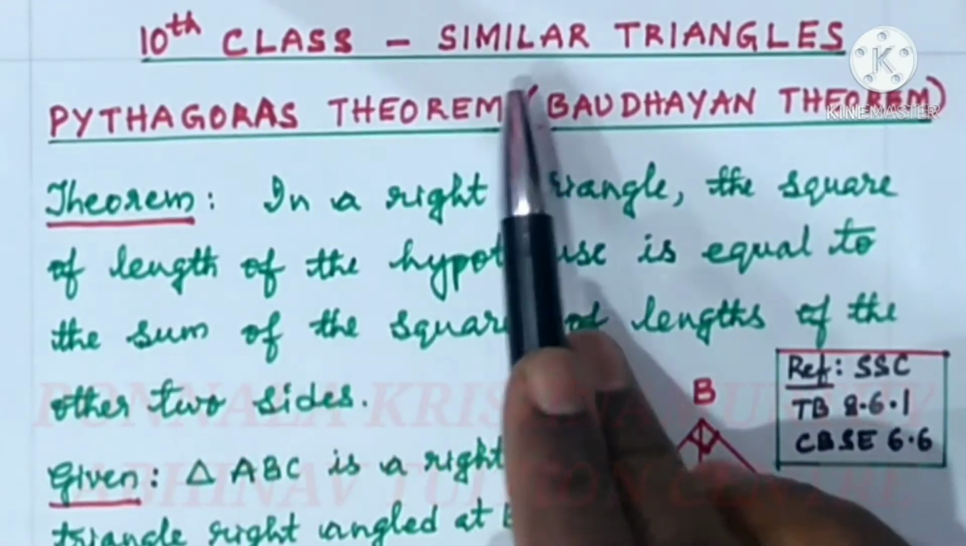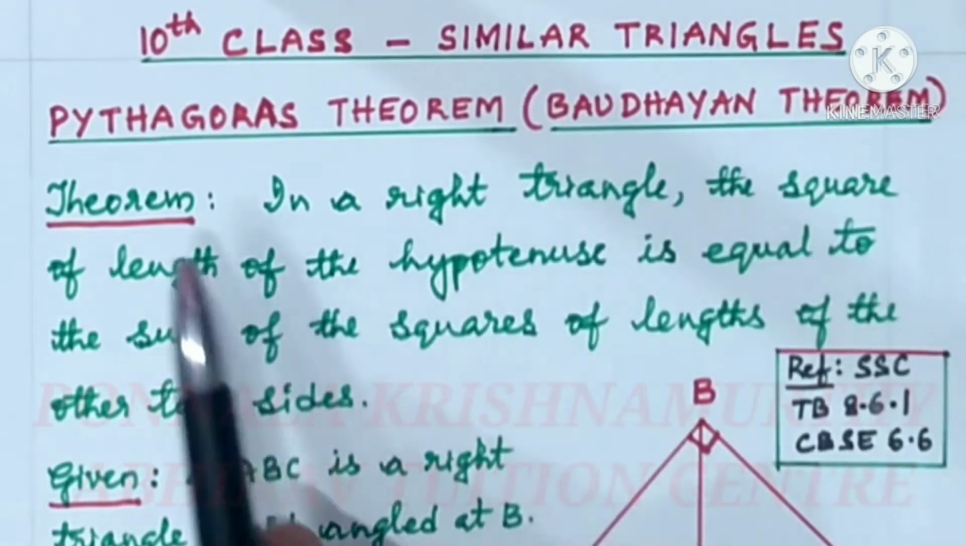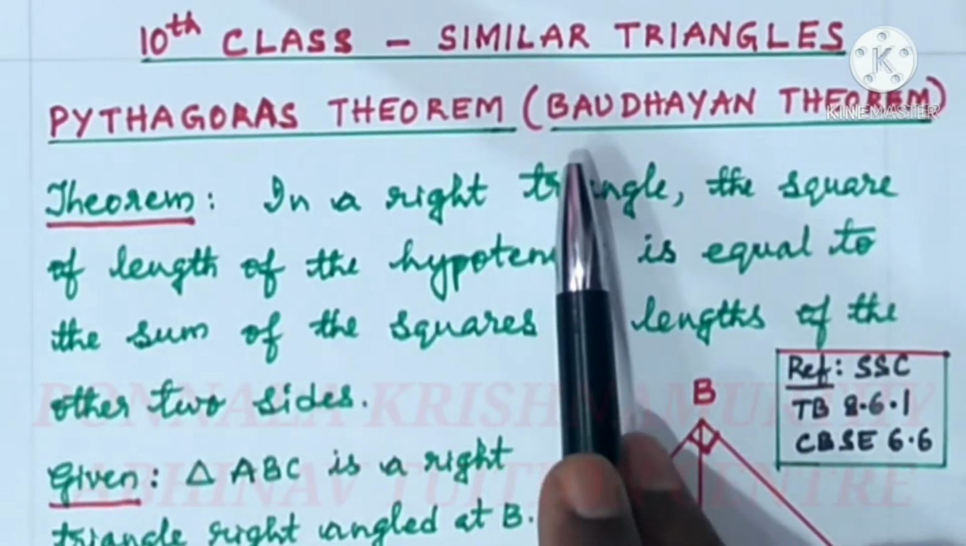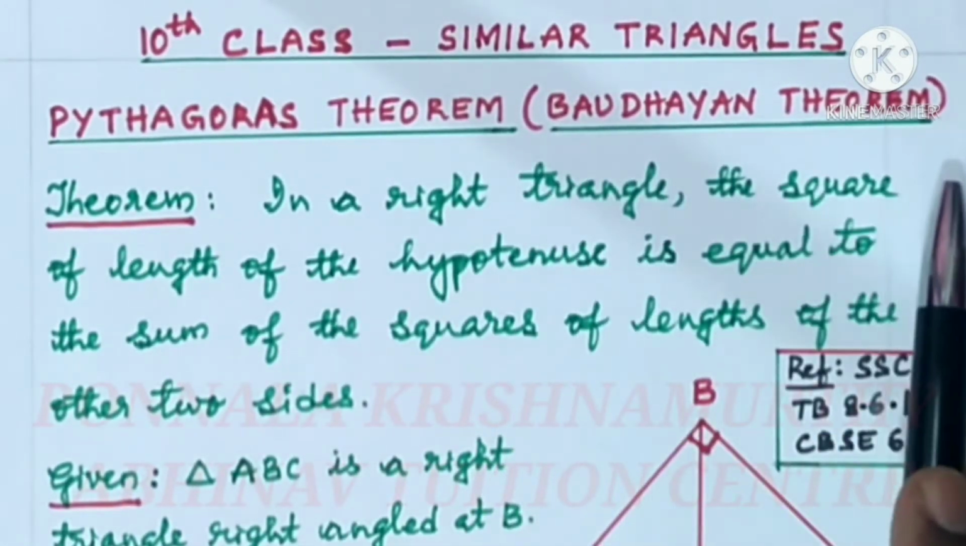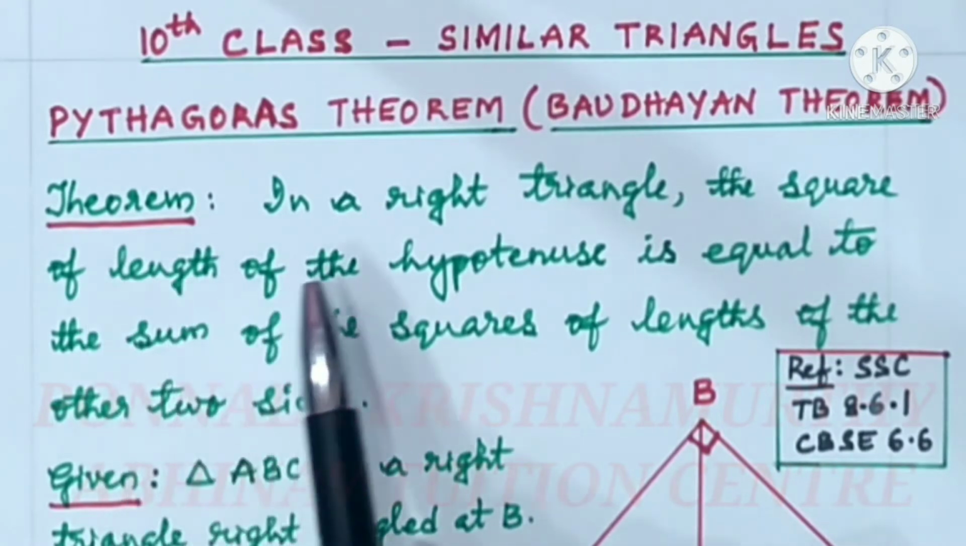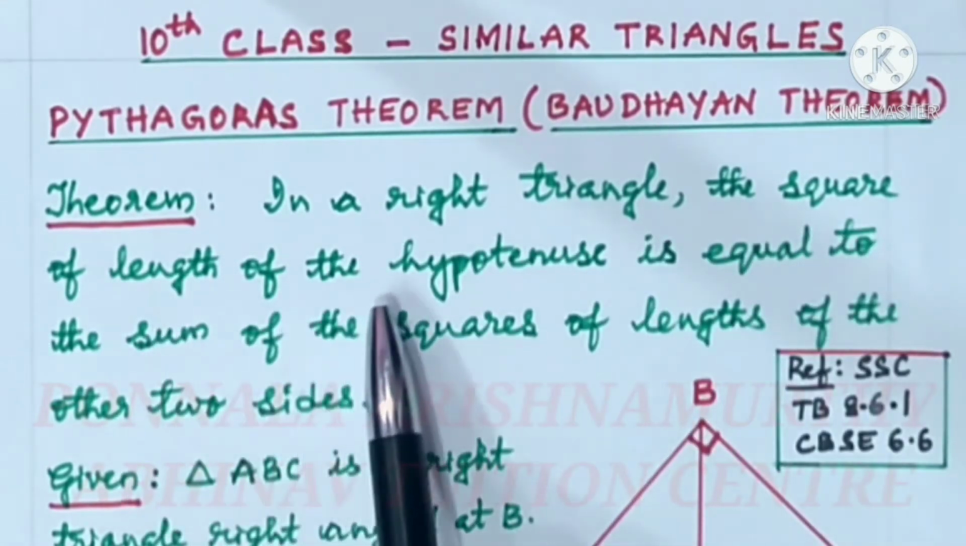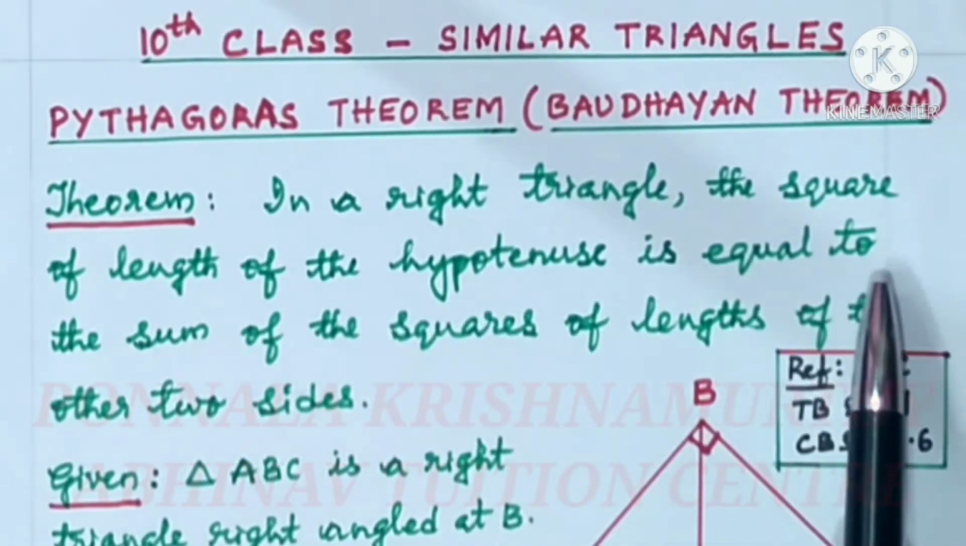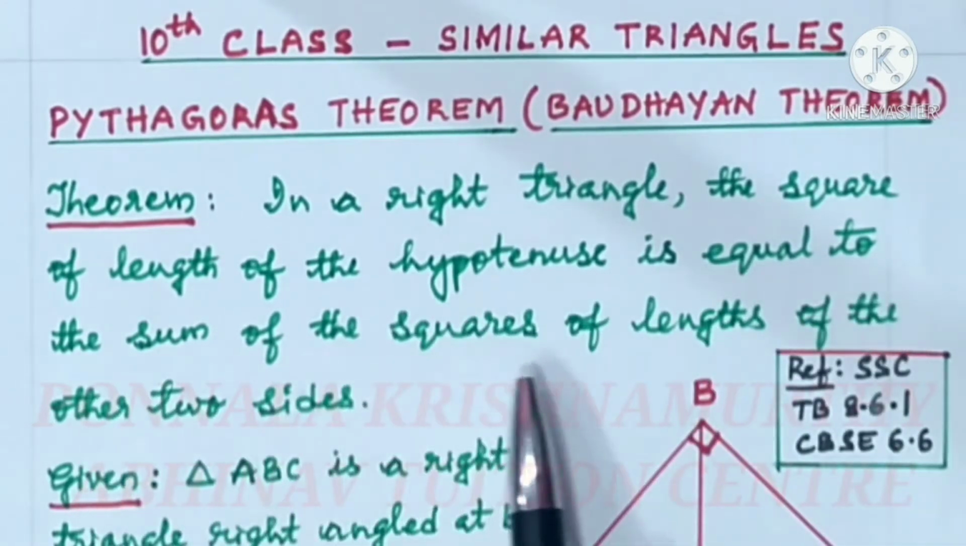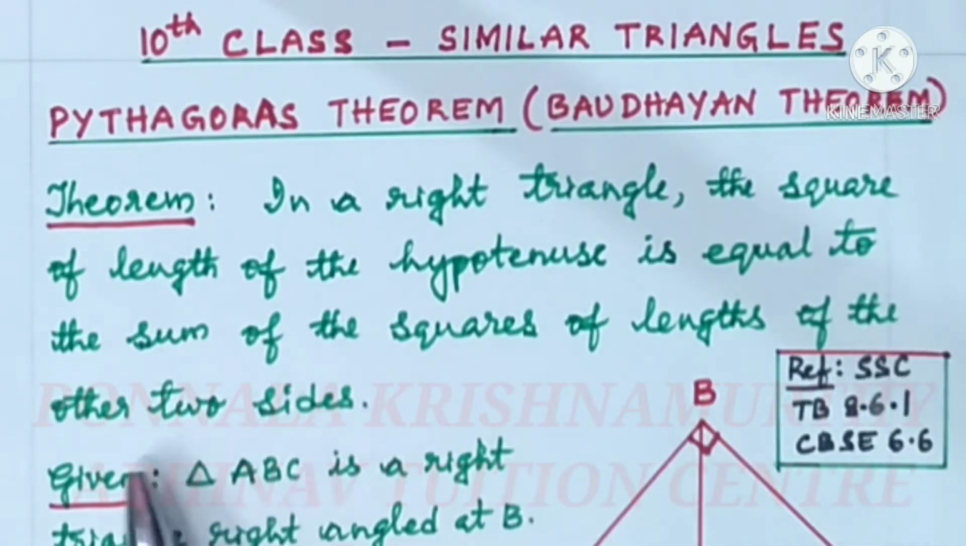10th class, Similar Triangles, Pythagoras Theorem, Baudhayan Theorem. Theorem: In a right triangle, the square of the length of the hypotenuse is equal to the sum of the squares of the lengths of the other two sides.